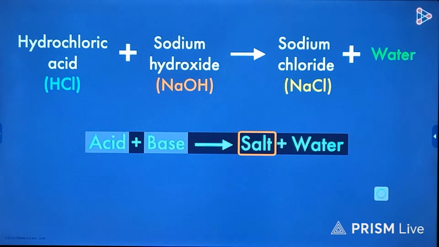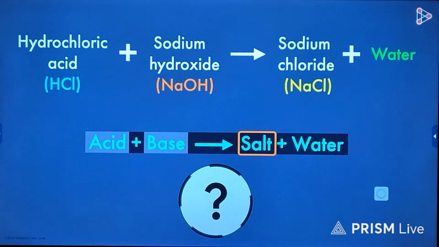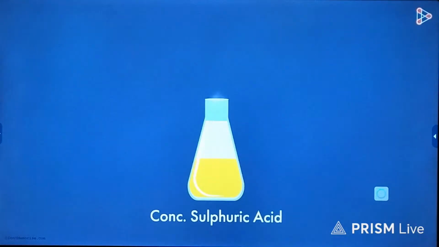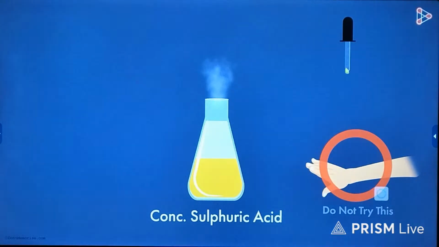But now tell me one thing. How do we understand whether a compound is acidic or basic? Can we taste it every time? If we are in a solution of concentrated sulfuric acid, how are we supposed to know its nature? It's not possible to bear even a drop of it on your skin.